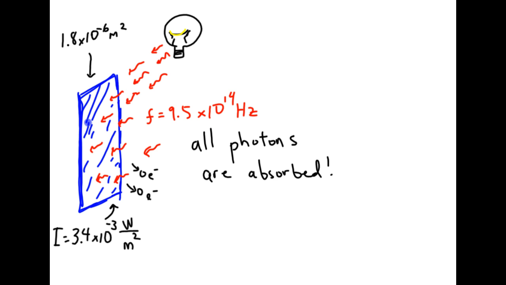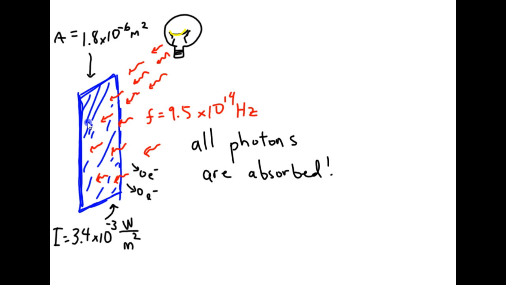And it has an area of 1.8 times 10 to the negative 6 meters squared. I've just made this number up. I guess no, I didn't make the number up. This number already existed. I'm just using this pre-existing number in my problem. Okay, so there's the area.